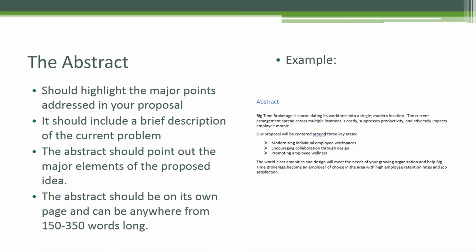The next element is the abstract. The abstract, similar to the cover letter, will highlight the major points addressed in your proposal. It should include a brief description of the current problem. It should point out major elements of the proposed idea. The abstract should be on its own page, and it can be anywhere from 150 to 350 words long. That's usually a pretty good sized paragraph. Yours may be a little bit longer.